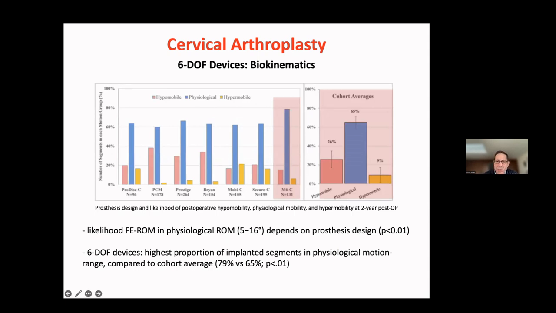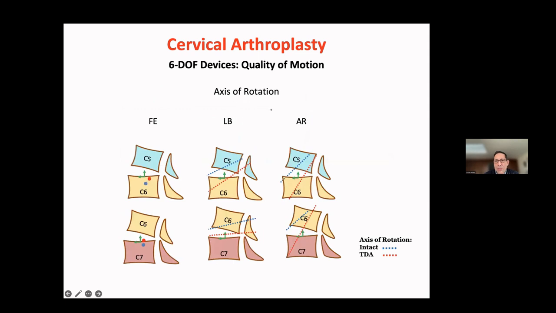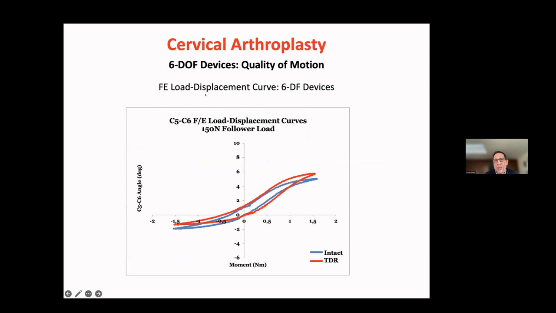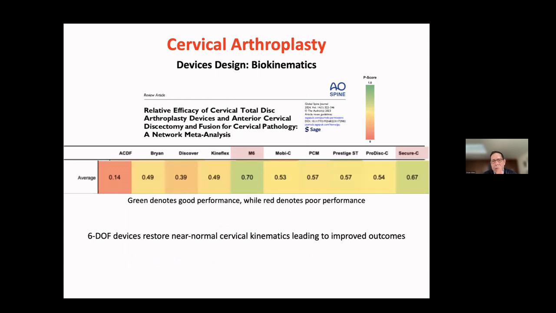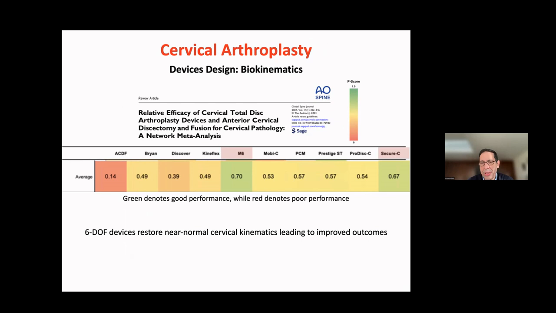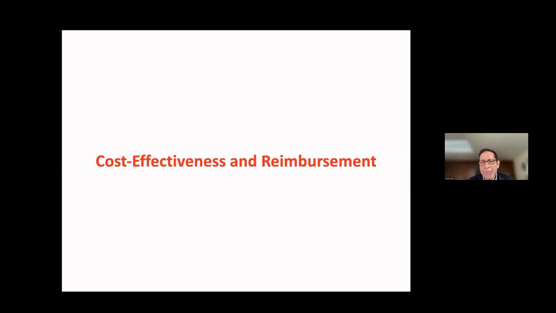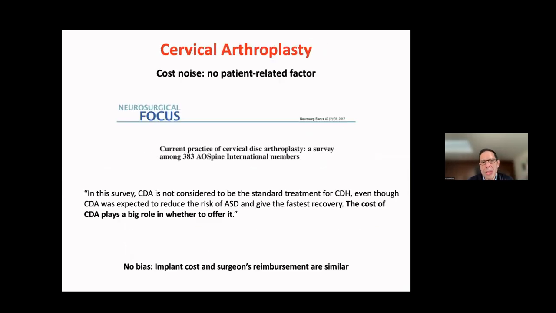So highest proportion of implanted segments with physiological motion compared to cohorts. Also the center of rotation location with this device is better. The load displacement curves are also close to normal, to the intact level, with these devices. So I think with all these new generation devices that we have, with near normal cervical kinematics, we will for sure have improved outcomes. Cost effectiveness and reimbursement introduce a noise.